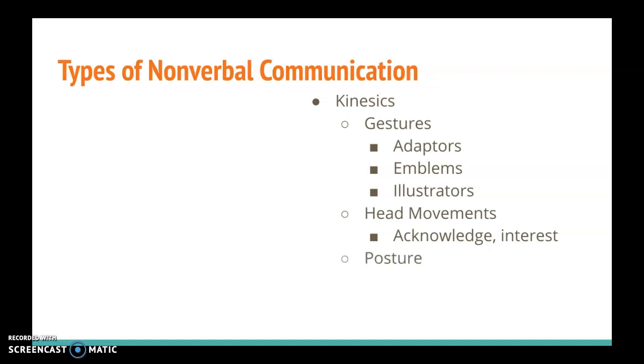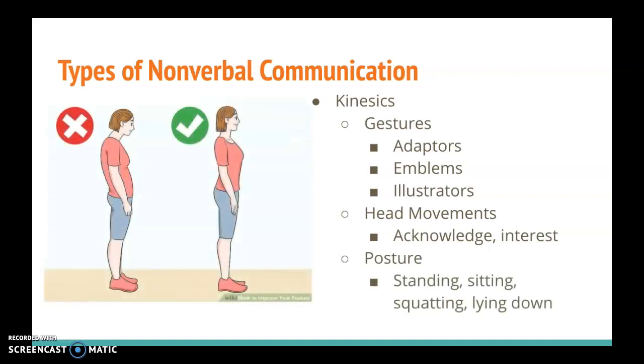And then finally, within kinesics, we have posture. So posture happens when we are standing, sitting, squatting, and lying down. And within each of these postures, there are many different variations, right? So when we're standing, we might be standing up tall with our shoulders back, like you see on the right here, or we might be standing with our shoulders in, chest down, head down, like we see on the left. And most of our communication happens when we are either standing or sitting. And we can communicate different things in these different postures, right?